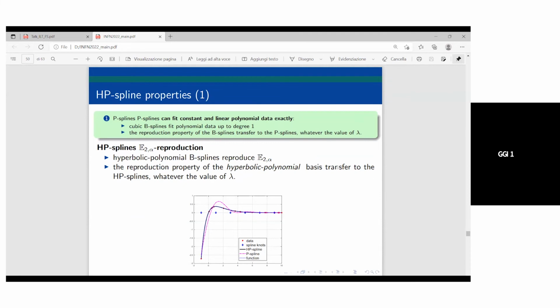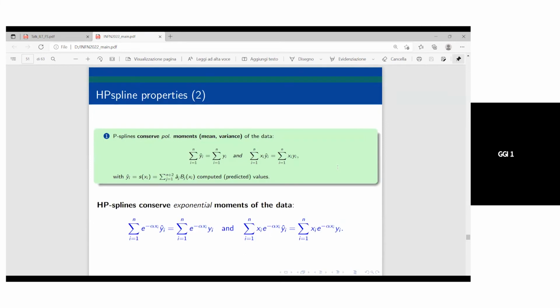Here is an example just to show you that if I take data, I don't know if you see, the data are in red. Sorry, these are exact in this case, of course. And I draw my HP spline, I get exactly the function from which the data comes. And this is not the case with P-splines, because they are based on polynomials, not on exponentials. And similarly for the moments, we do not reproduce the moments, but we reproduce something which is connected through exponentials.